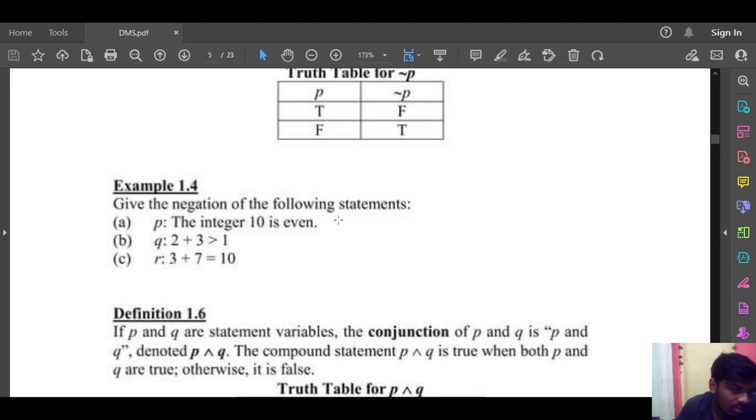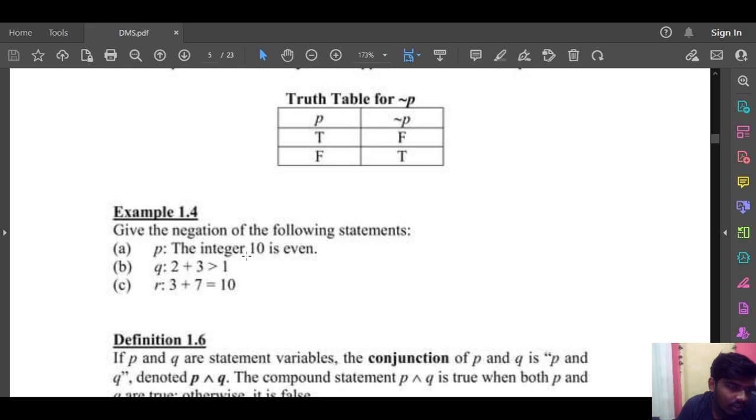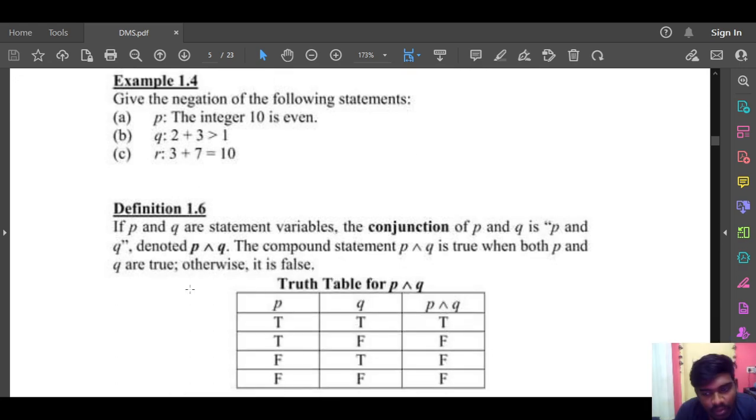Here is an example: give the negation of the following. The integer 10 is even. The negation of it is the integer 10 is not even. 2 plus 3 is greater than 1. The negation of this is 2 plus 3 is less than 1. And the negation of 3 plus 7 equals 10 will be 3 plus 7 is not equal to 10.